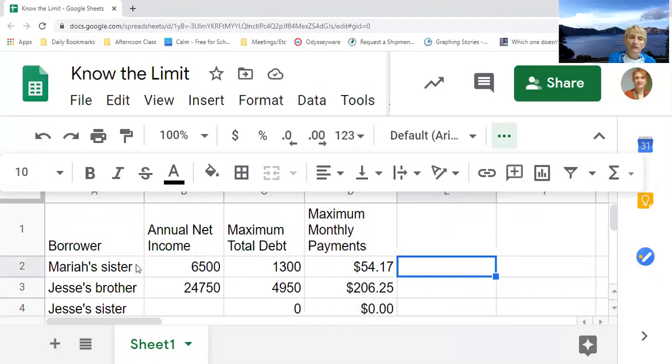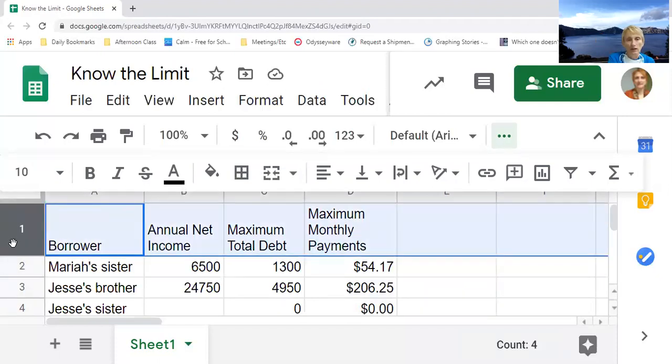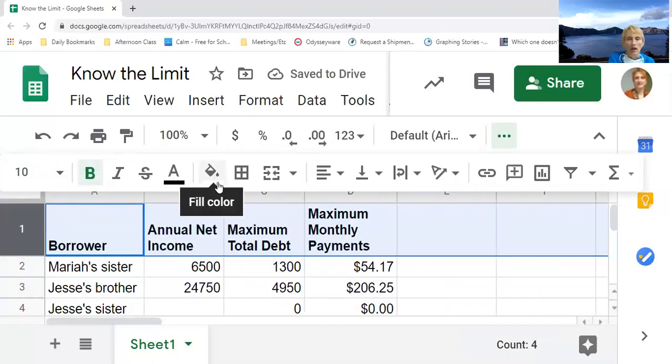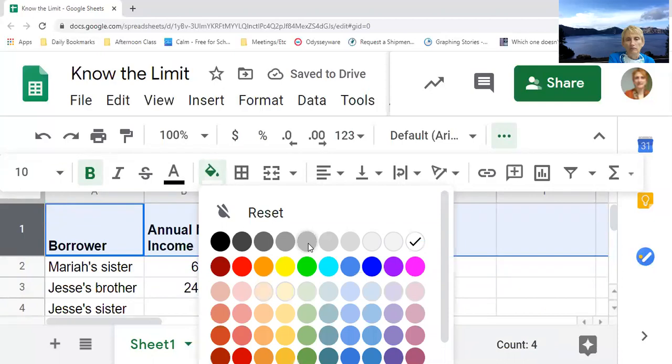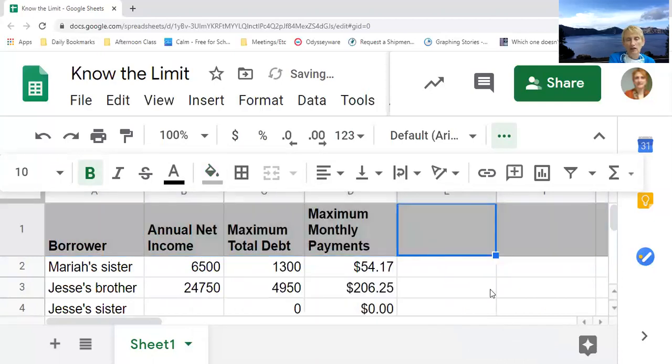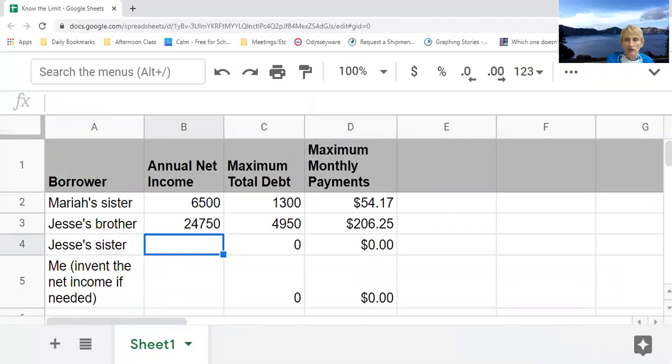And then if I was trying to make this easy to read, I could highlight that line, I could make it bold, I could put some shading on there, I could make it as fancy as I want. Those are the kinds of things we would play with a little more if it was just a computer applications class.